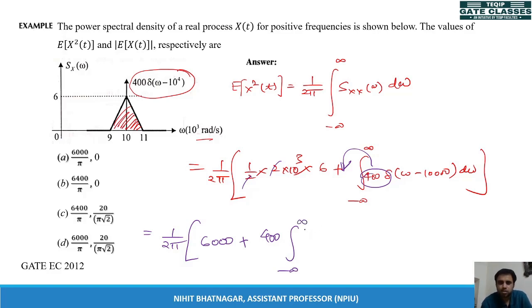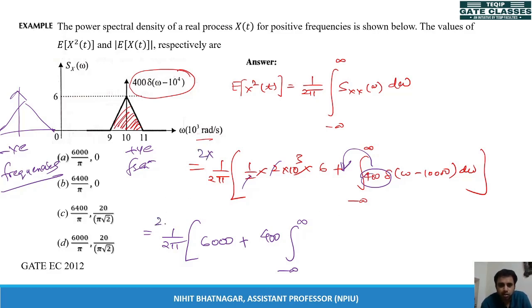And one thing is also that I am calculating the area of a single positive frequency shape. But here there are also negative frequencies. The same shape is framed in the negative frequency. That's why here we have to multiply it by 2. We have to multiply it by 2.